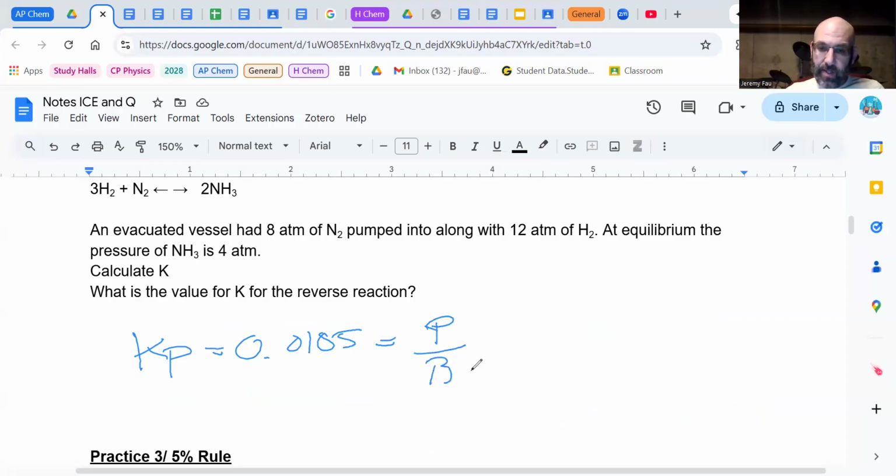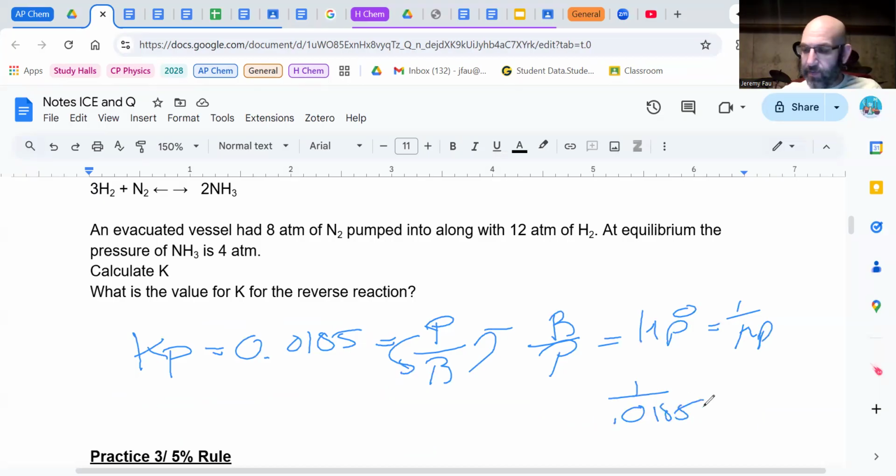Then for the reverse, these guys just switch roles. So now it's reactants over products. Kp, the new one, is 1 over Kp. 1 divided by 0.0185 is 54.